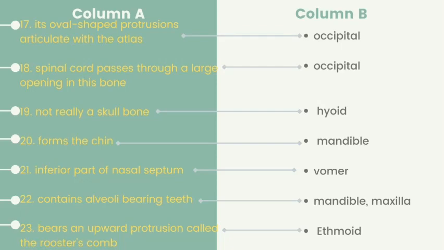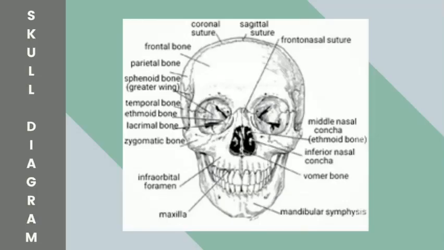Number 23, ethmoid. Number 10, using choices from column B in the question and from the key to the right, identify all bones and bone markings provided with leader lines in the diagram below.